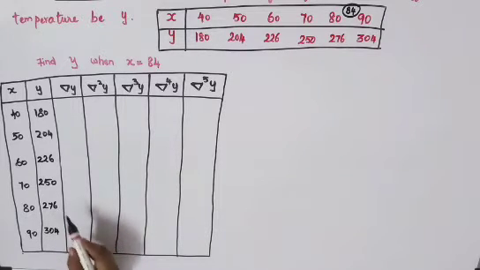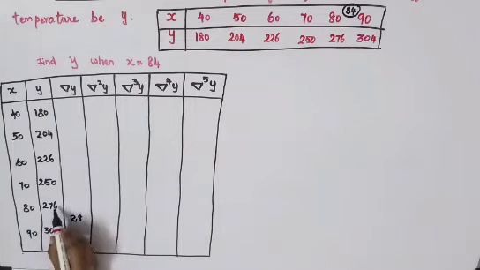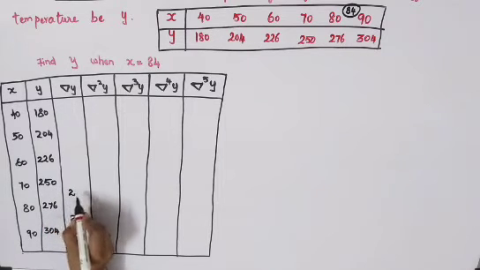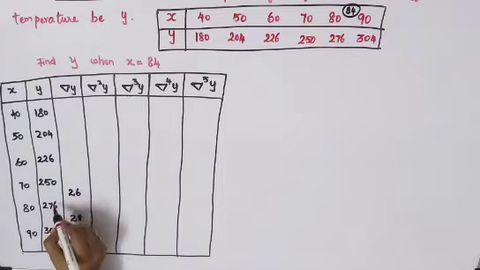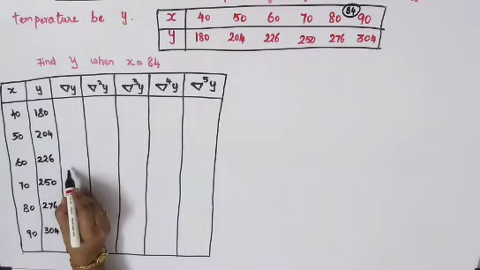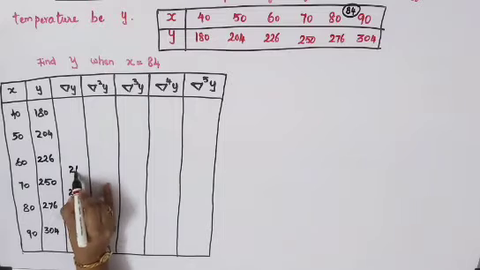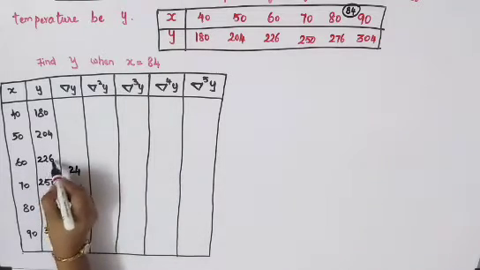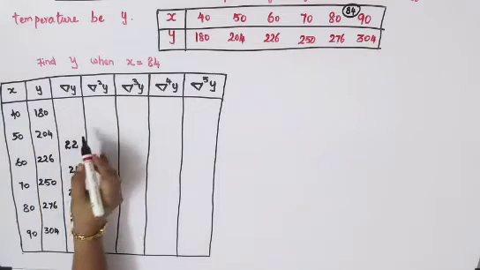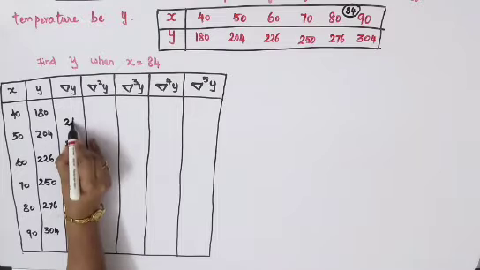304 minus 276, you will get 28. Write it right in the middle of these two numbers. Next one is 276 minus 250, again you will have 26. Next is 250 minus 226, so subtracting you will have 24. Again in the middle, 226 minus 204, so 22 you will have. 204 minus 180, 24 you will get.